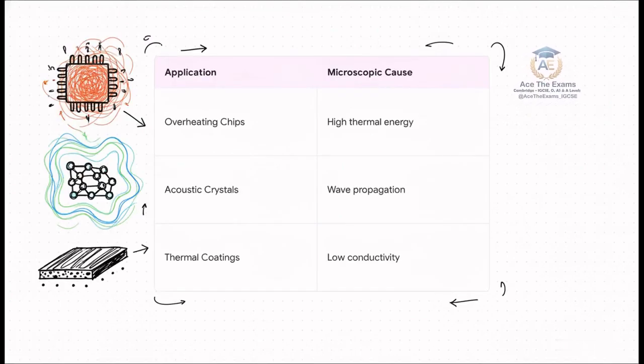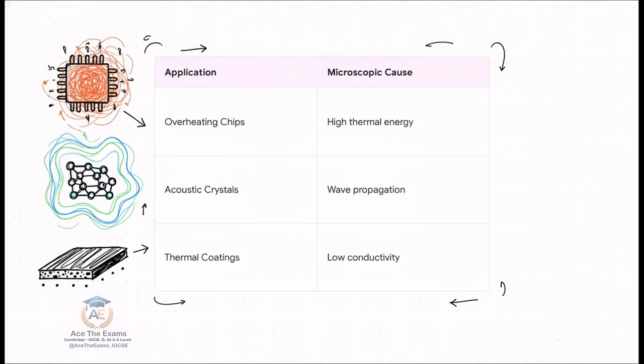Now, what's really fascinating here is how this microscopic vibrational behavior literally shapes the technology we rely on every single day. Let's put this into perspective. If you're an engineer dealing with overheating computer chips, you aren't just dealing with hot plastic, right? You're dealing with high thermal energy movement at the atomic level, trying to safely channel those violent vibrations away from the delicate processor.